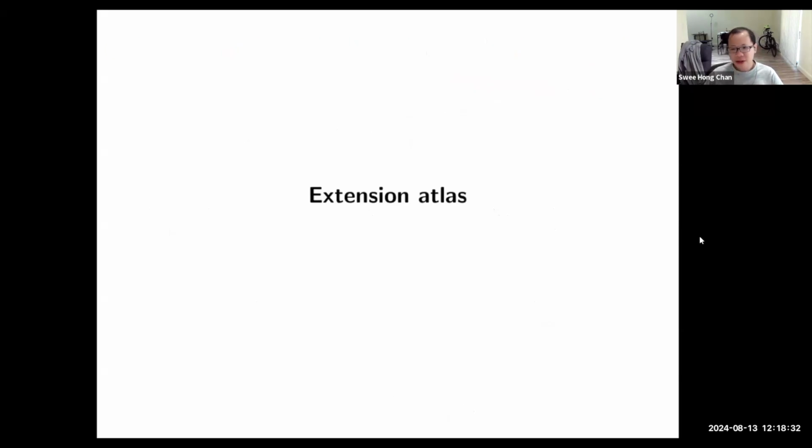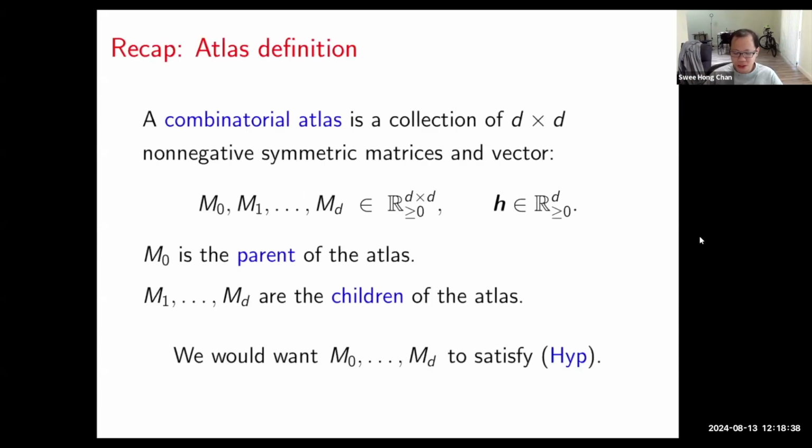Let us continue. And to prove this extension matrix theorem, we will use the extension F plus, as usual. As a recap, an F plus is a collection of D plus 1 matrices, M0, M1 up to MD, at a fixed vector H. And M0, we will call the parent of the atlas, and M1 up to MD will be the children of the atlas.